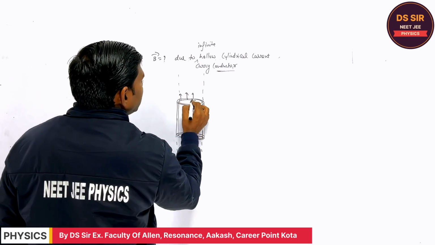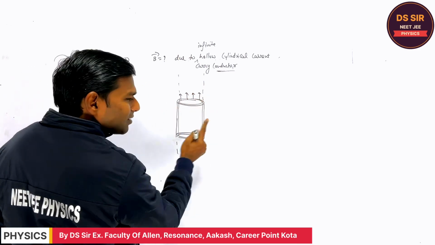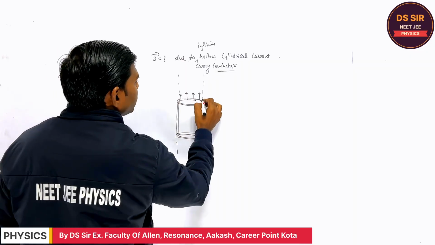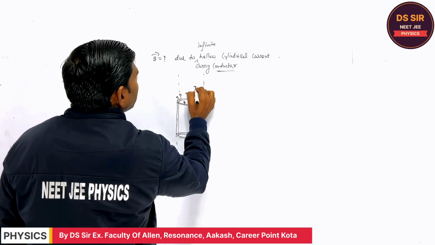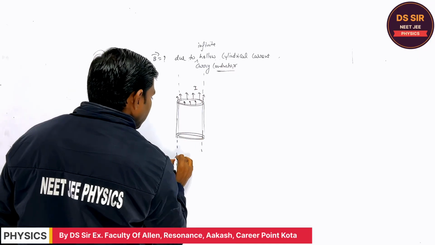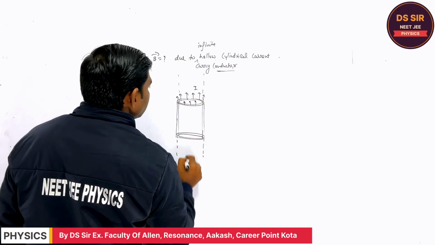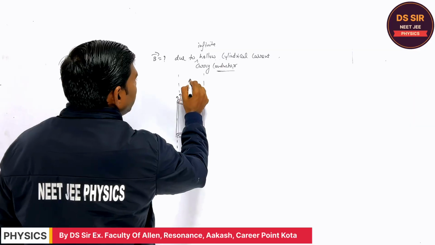So the current is carrying along the curved surface or the lateral surface, you can say. This is the current. Are you getting? And the current is I. Like this. Now you have to find the magnetic field.